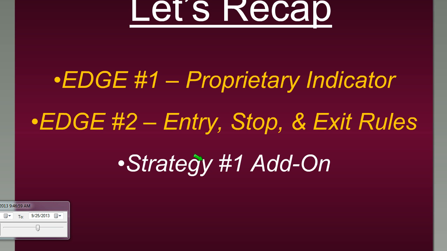Standard, the setting for the generic use of the indicator is either a 20 or 21. We use a 21 for ours, but if you happen to have a 20, that's fine. There's nothing wrong with that. It should be roughly around that time period.